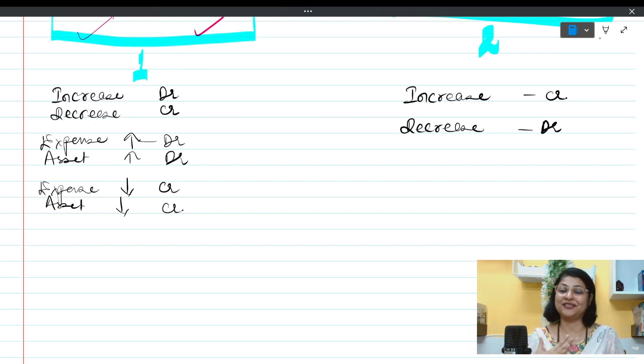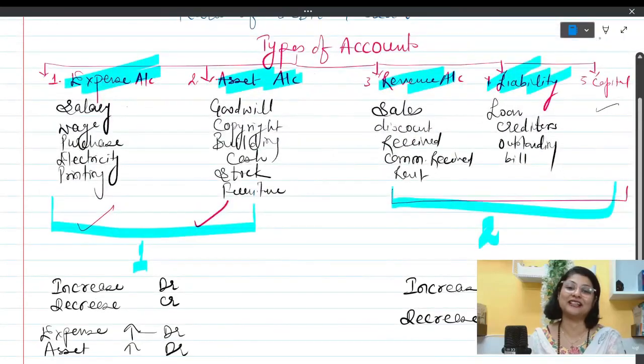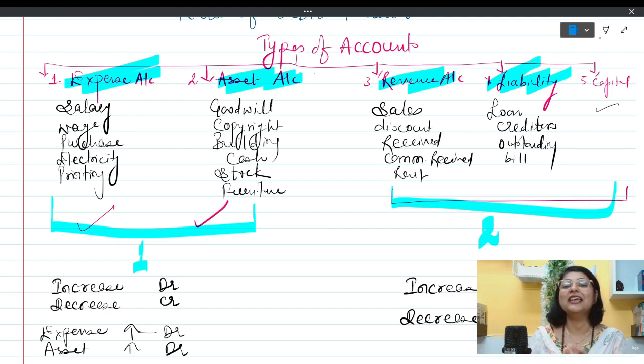So like this we will be passing journal entries for all the transactions by simply applying the rule of debit and credit. So remember the rule of debit and credit. First you have to classify, as per the modern concept, five different types of accounts. You have to identify which account is there. There are five types of accounts. Number 1, expense account. Number 2, asset account. Number 3, revenue account. Number 4, liability account, and number 5 is capital account.